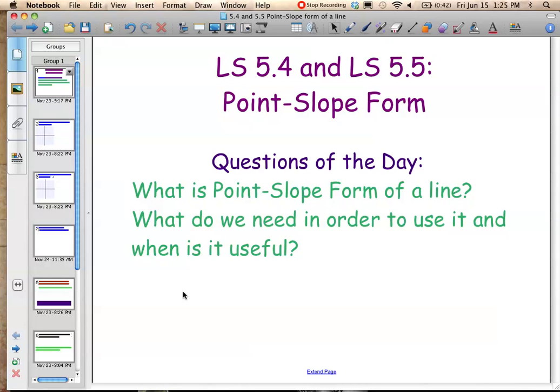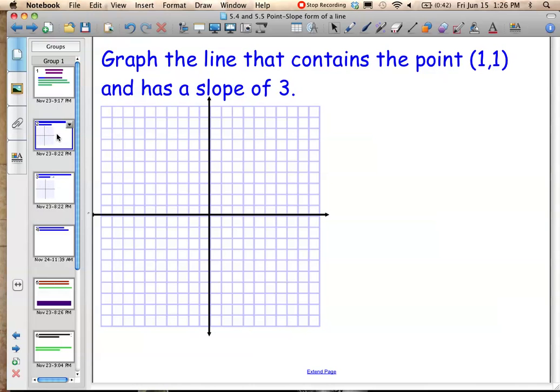So last time we did the slope-intercept form of a line. Today we're going to do the point-slope form of a line. So again, what is it going to look like, and what do you think we're going to need in order to use it? And more importantly, when is this form useful? I think you're going to get to the point where you find this form of the line incredibly easy to use. So first, some graphing warm-ups.